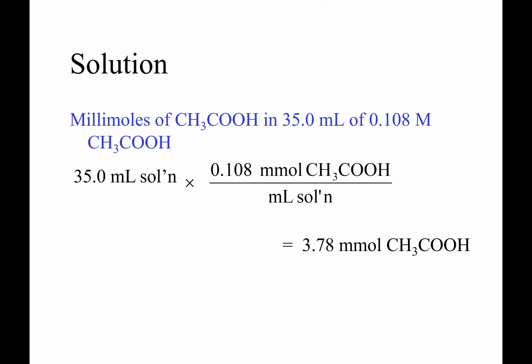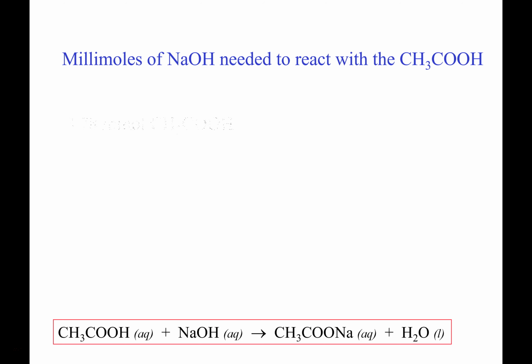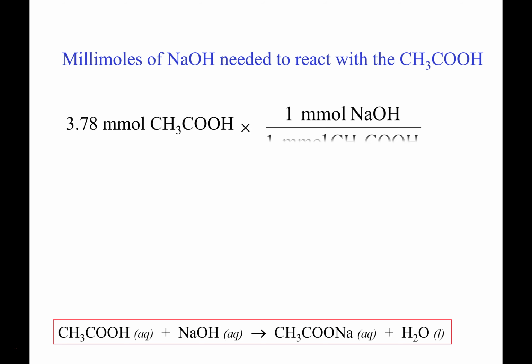The next step is to use the stoichiometry to get to millimoles of NaOH. And it looks like this. From the balanced equation, we know they react in a 1-to-1 ratio. So if we take our 3.78 millimoles of CH3COOH times 1 millimole of NaOH over 1 millimole of CH3COOH, millimoles of CH3COOH will cancel. We have millimoles of NaOH, which I can do that math in my head. 3.78 millimoles of NaOH. And now in this case, we're after volume.